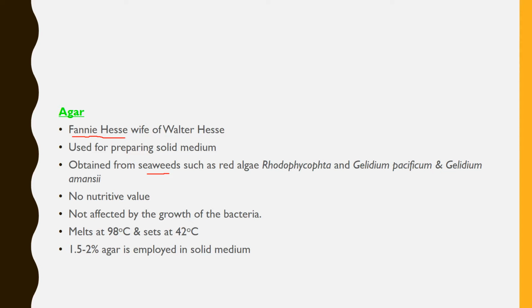There are some advantages of using agar: it melts at 90 degrees Celsius and sets at 42 degrees Celsius, and it remains in solid form at room temperature and even in the incubator at 37 degrees Celsius. We use 1.5 to 2% of agar for making solid medium. If we want to make semi-solid medium, then we have to reduce the agar concentration down to 0.5%.